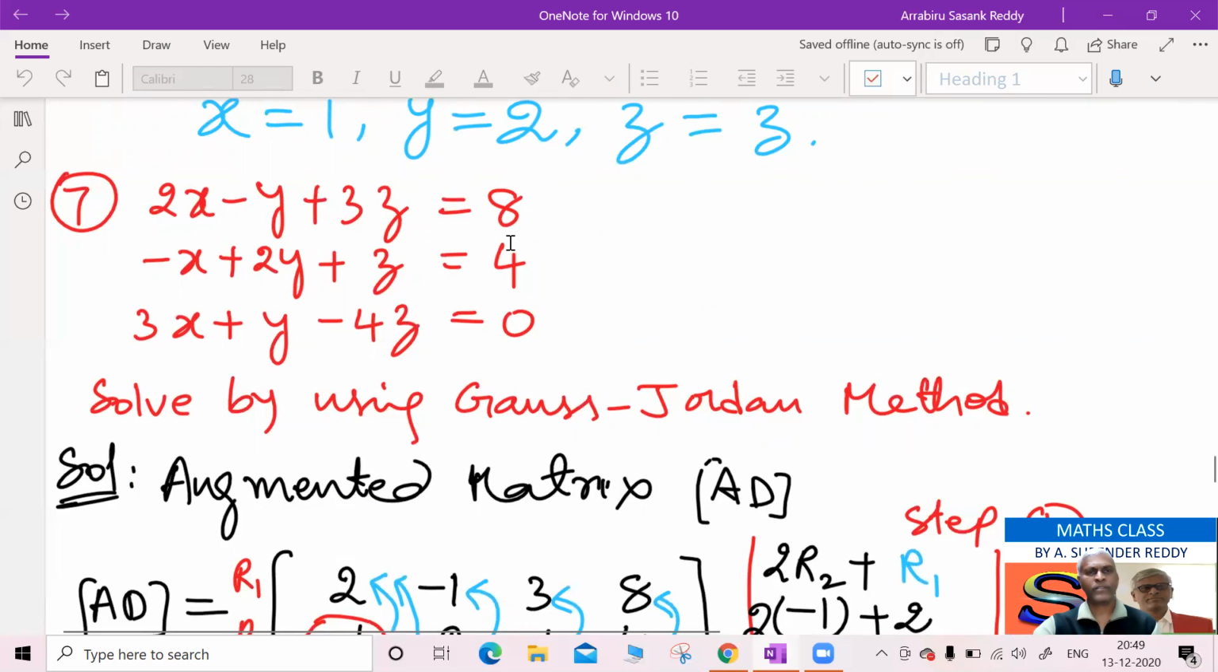2x minus y plus 3z is equal to 8. Minus x plus 2y plus z is equal to 4. 3x plus y minus 4z is equal to 0. Solve by using the Gauss-Jordan method.